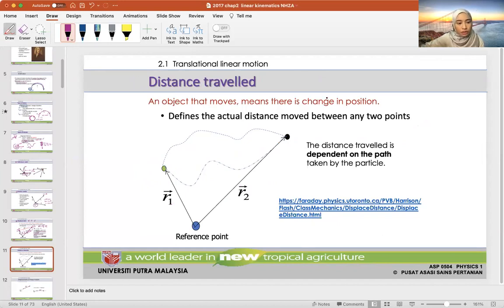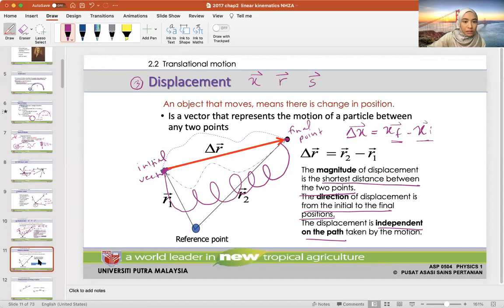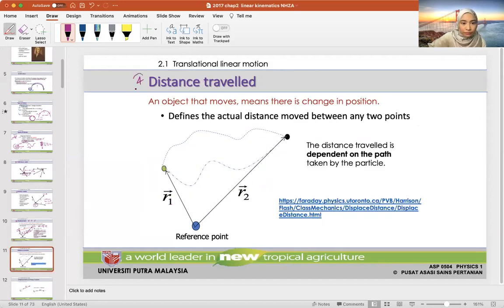Okay. Now we talk about distance. Tadi kita cakap pasal displacement. Displacement was number 3. Distance is number 4. Okay, tadi kita cakap pasal semut tu. Semut tu jalan bengkang-bengkok. Now, this is actually distance. And this is displacement. So ini perbezaan displacement dengan distance.